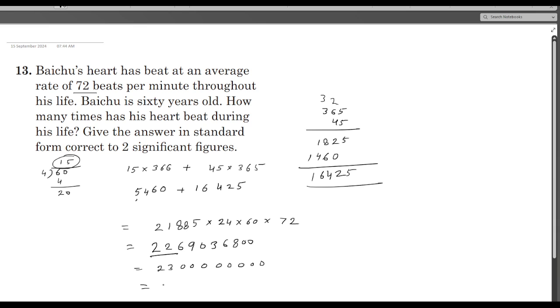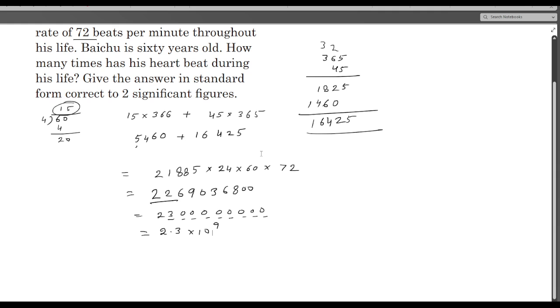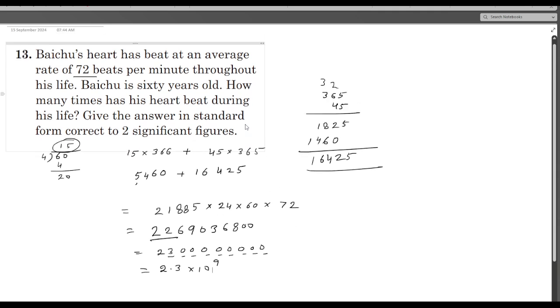I have to now write in standard form, so it is 2.3 into 10 power. We have 1, 2, 3, 4, 5, 6, 7, 8, 9. So I moved my decimal 9 places left, so it will be 2.3 into 10 power 9. So this many times the heart of Baishu will beat in his 60-year period.